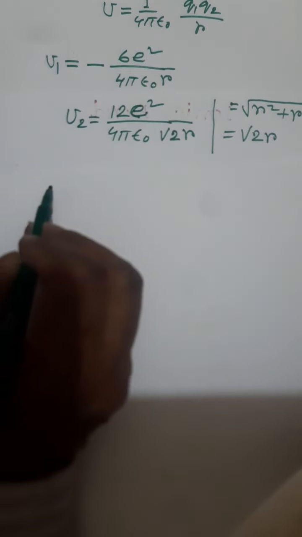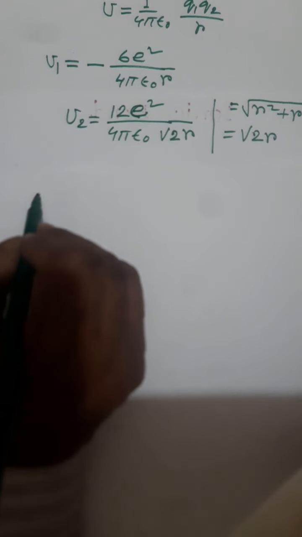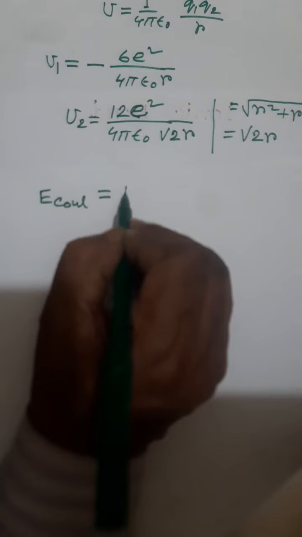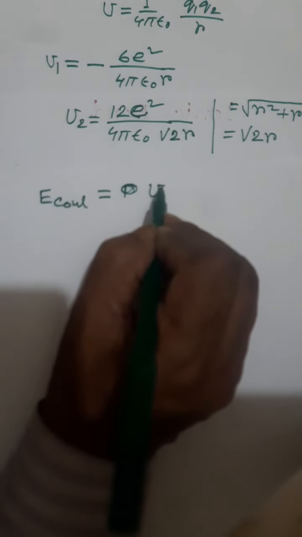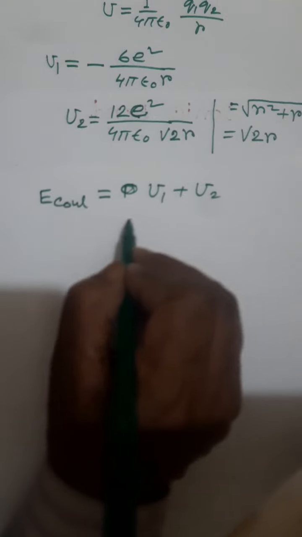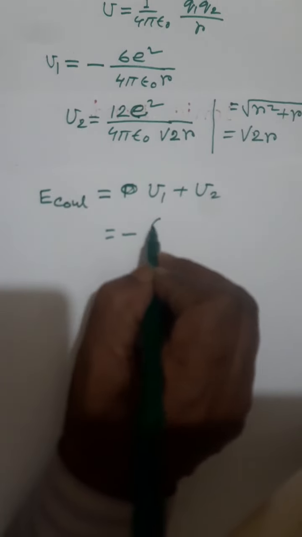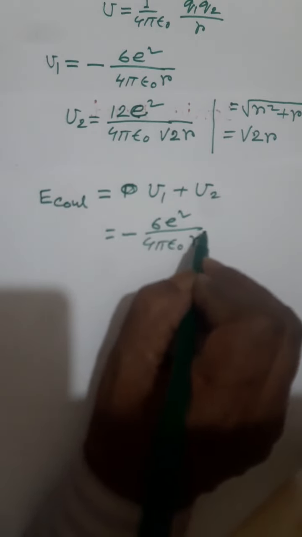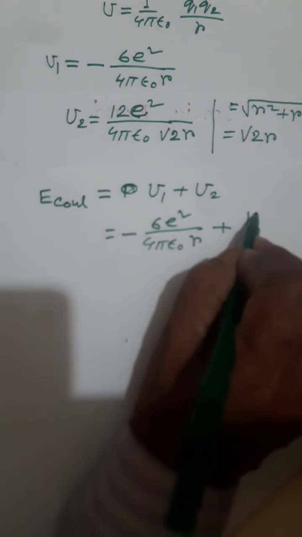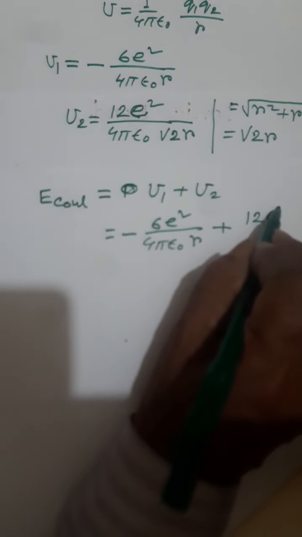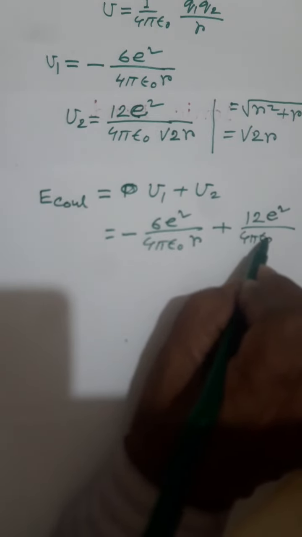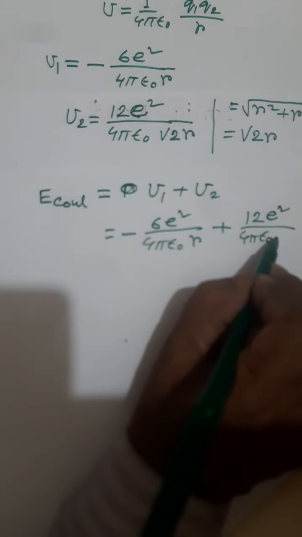The total Coulomb energy, E Coulomb, equal to U1 plus U2, that is minus 6 e square by 4 pi epsilon naught r plus 12 e square divided by 4 pi epsilon naught root 2 r.